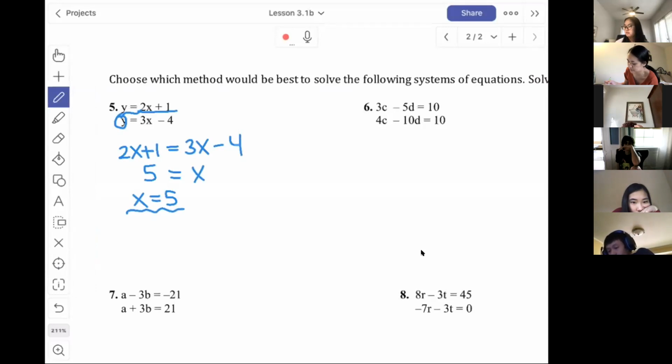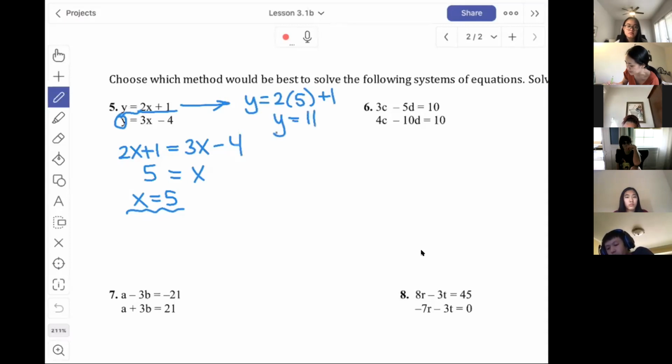What else do I have to do? You sub in the x into your original equation. Good. Which one do you want to pick? The first one. Sure. Good idea. I would have picked that one too. All right. And then y is equal to? 10 plus 1, which is? 11. Nice. So final answer, coordinate. 5, comma 11. Good job.